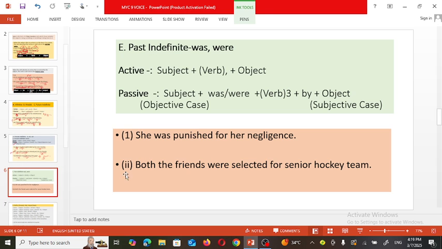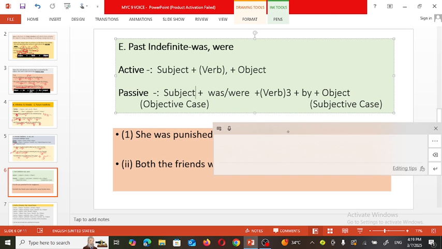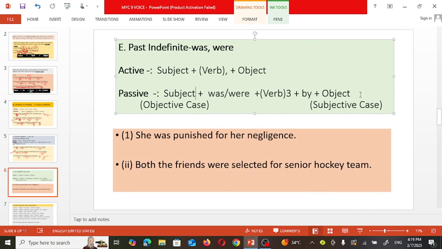Now see the next example. Past indefinite means where was and were are used. In such cases, how will the sentence be? The verb second form will be there, and the object. When we write it in passive, the object will come first in the subjective form, and the subject should be in the objective form. So see the example.